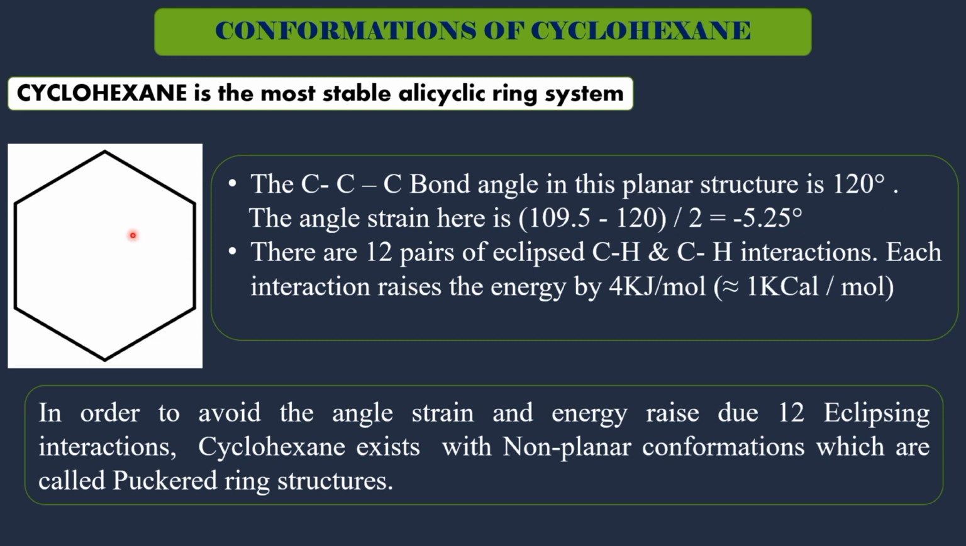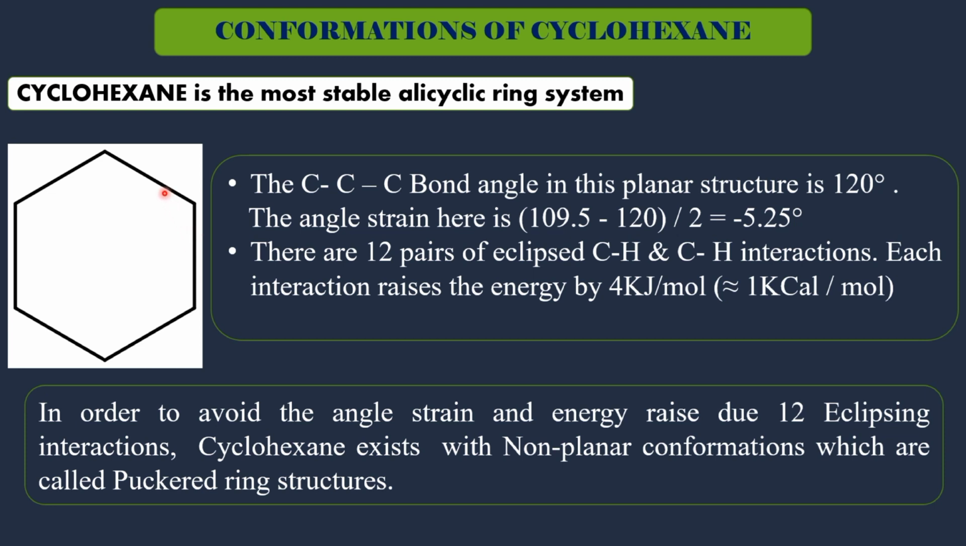The normal tetrahedral bond angle is 109.5 degrees, but here the sp3 hybridized carbon is having a bond angle of 120 degrees. So there is a considerable deviation from the normal tetrahedral bond angle. As a result, this molecule will have an angle strain.